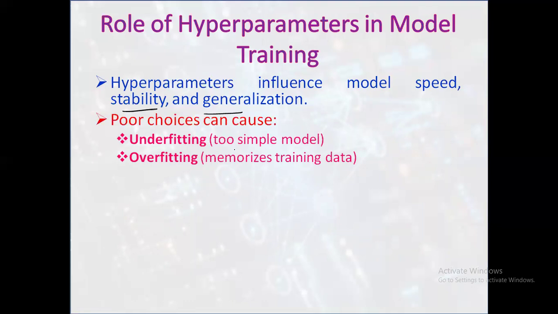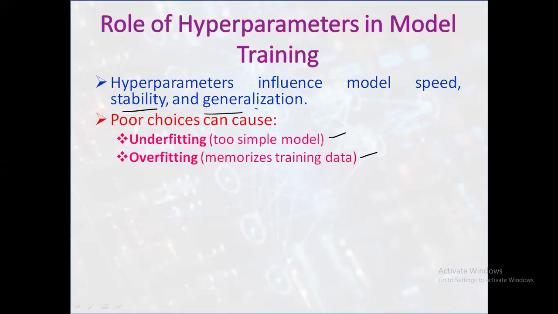Next, poor choices. Choosing inappropriate values for hyperparameters can result in suboptimal model behavior, such as either underfitting or overfitting.